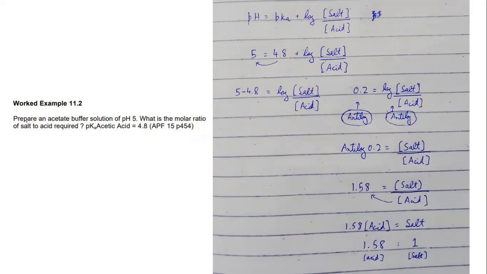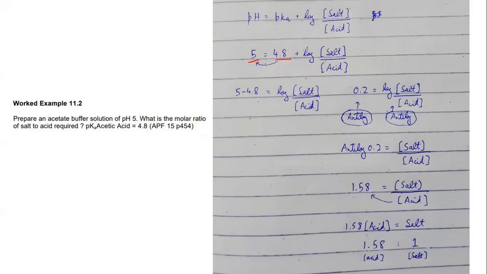Prepare an acetate buffer solution of pH 5. pH 5 is given. What is the molar ratio of salt to acid required? These are the words that are going to tell you that this question belongs to this chapter. pKa is given. Now only two values are given. First this pH and then this pKa. No other value is given. We are going to find out this ratio.